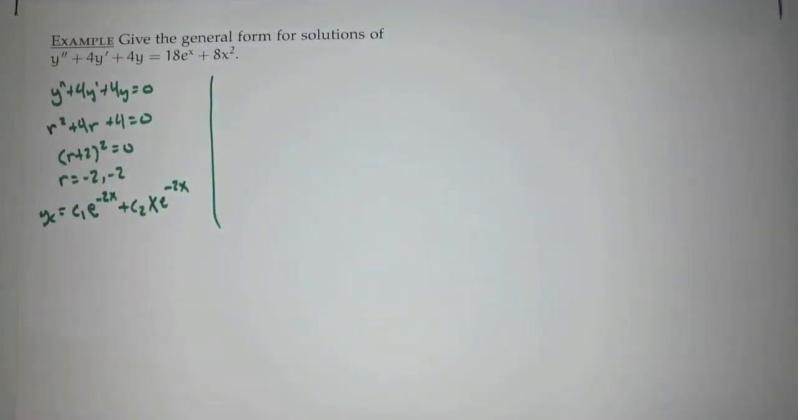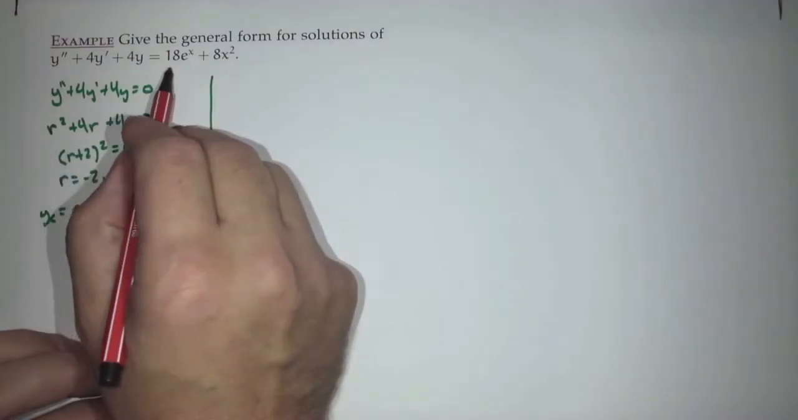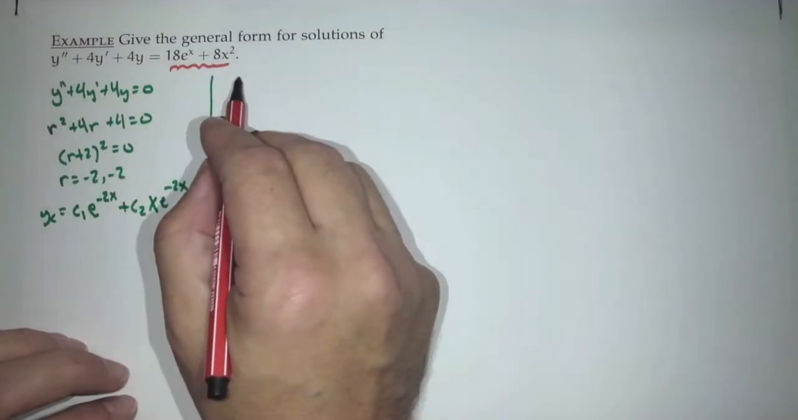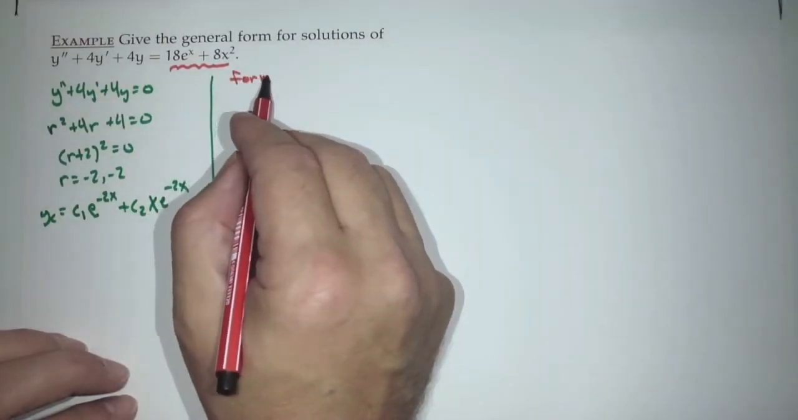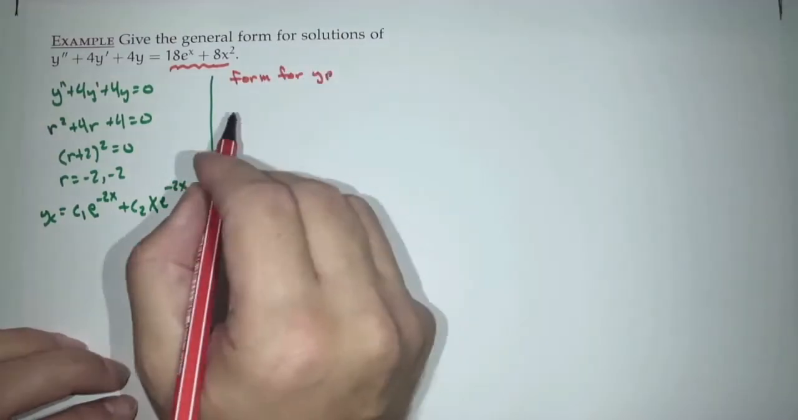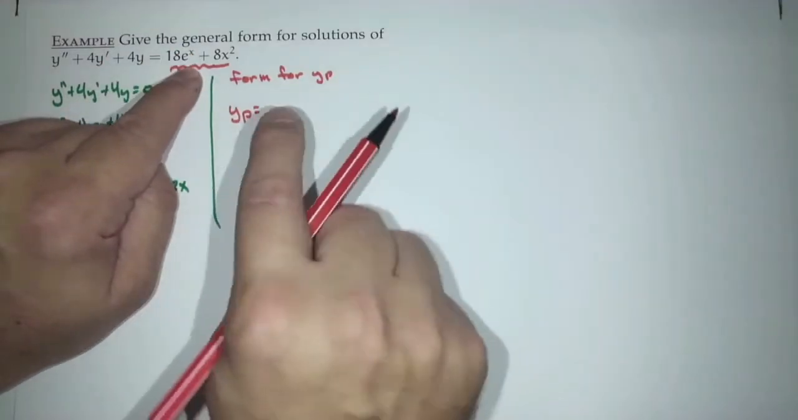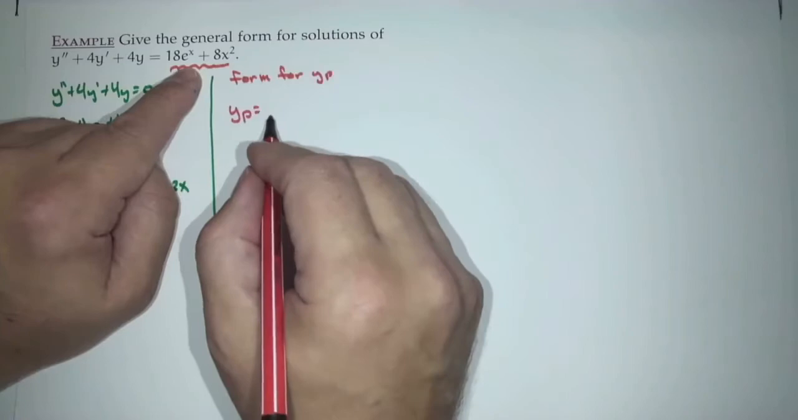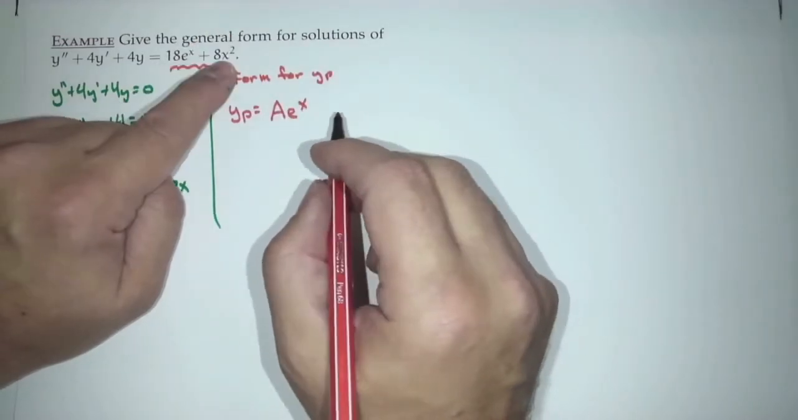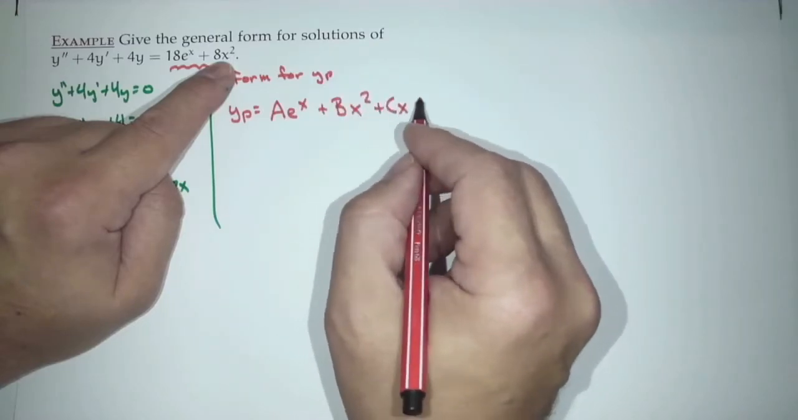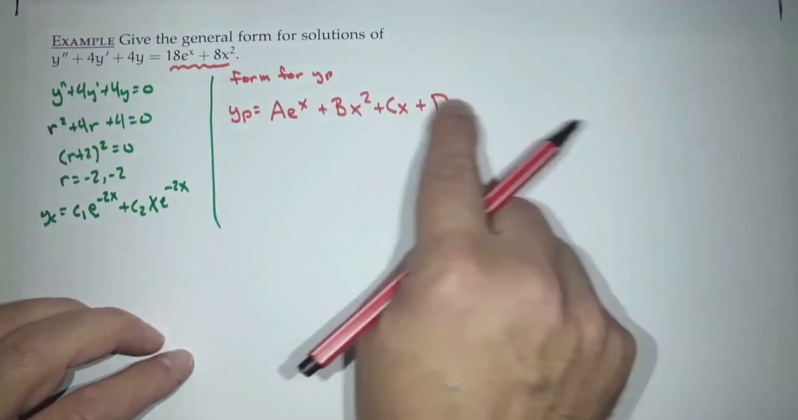Okay. All right, now we come to the second part. Step 2, if you will. We focus here on our f of x, that's the right-hand side, and we ask what's our form for y sub p? Well, let's not worry about bumping yet. We see an e to the x, so we have A e to the x. We see an x squared, so we have Bx squared plus Cx plus D. We have the x squared, so you have to work your way down.